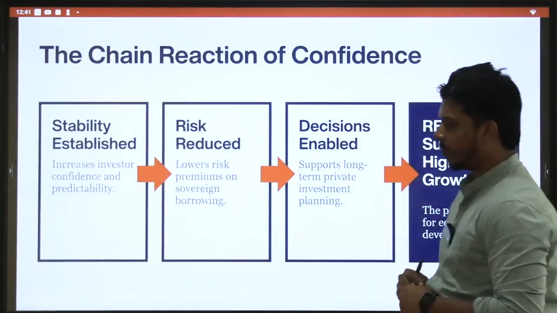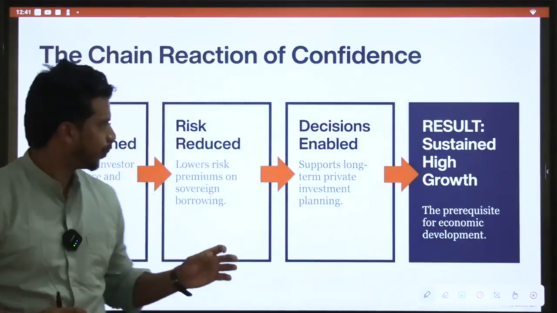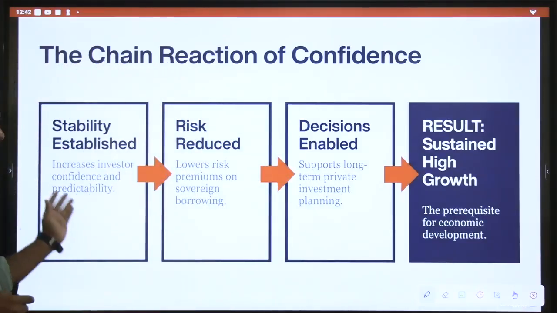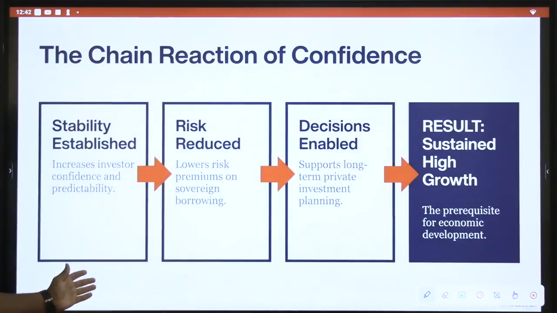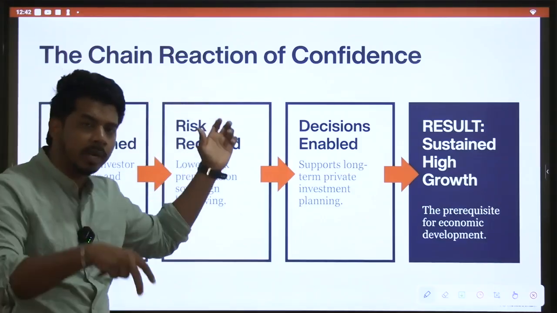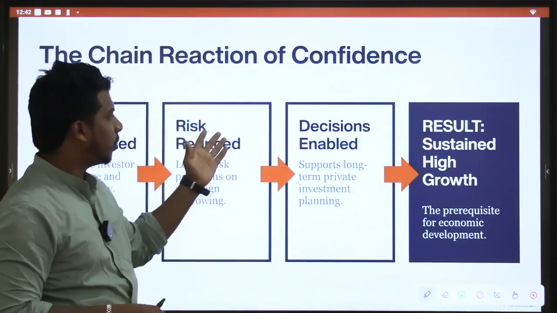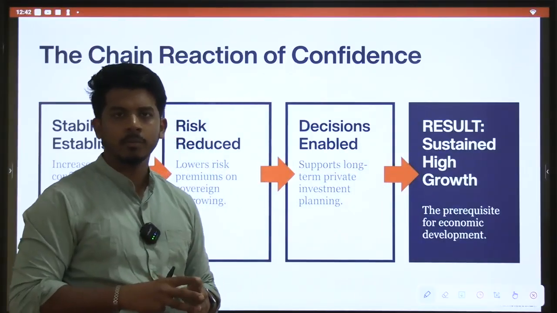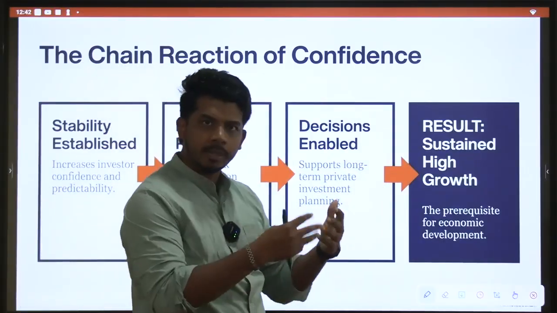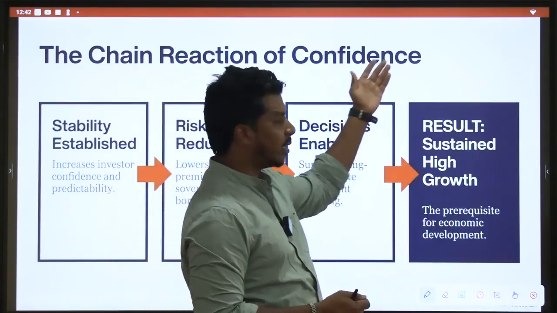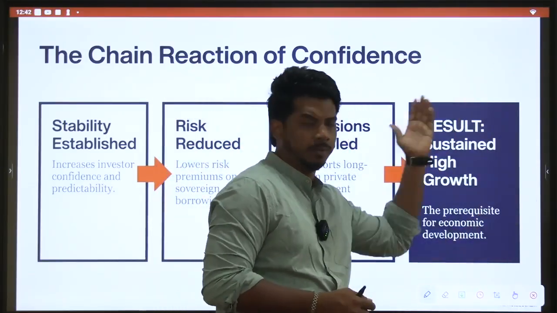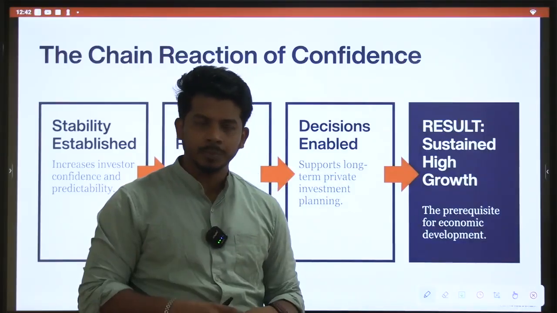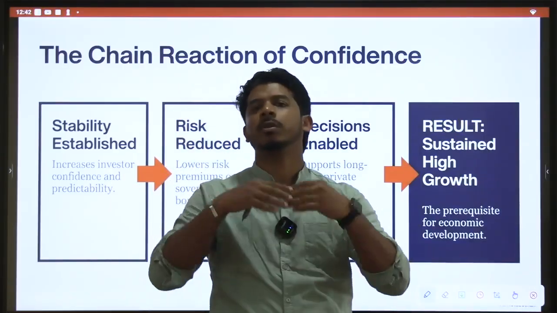So how does it work? First we establish stability. Any economic system or any country should first establish stability. They should reduce risk for the investors. They should take decisions to enable more businesses, more investments, ease of doing business. Then they will have sustained high growth. So more investment will come. The more the investment, the more growth will be.